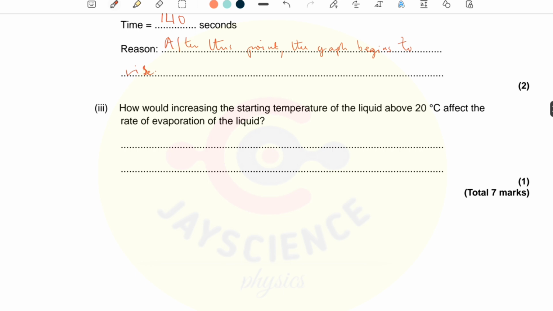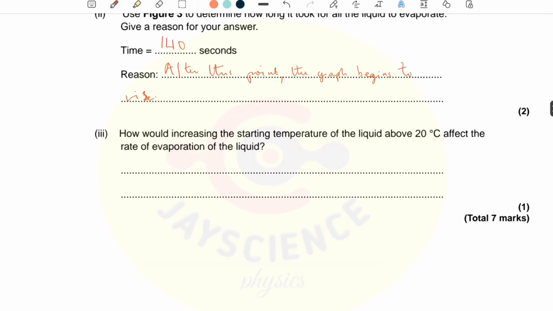How would increasing the starting temperature of the liquid above 20 degrees C affect the rate of evaporation of the liquid? What that would do is definitely increase it. There will be an increase in the rate of evaporation.